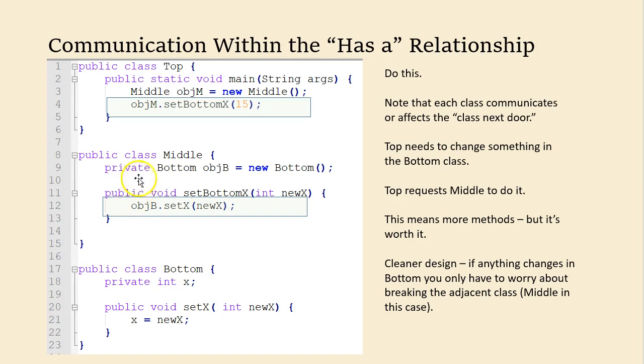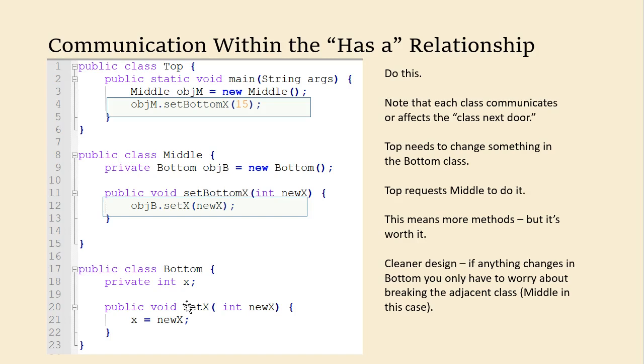I create, inside of middle, a method called setBottomX, and then it says object B.setX(new x). So basically I only let the middle set that value down at the bottom. And then up at the top I say object M.setBottom. So from the top I'm calling this method, and then this method will pass that request along down to bottom and actually set the value of the x attribute.